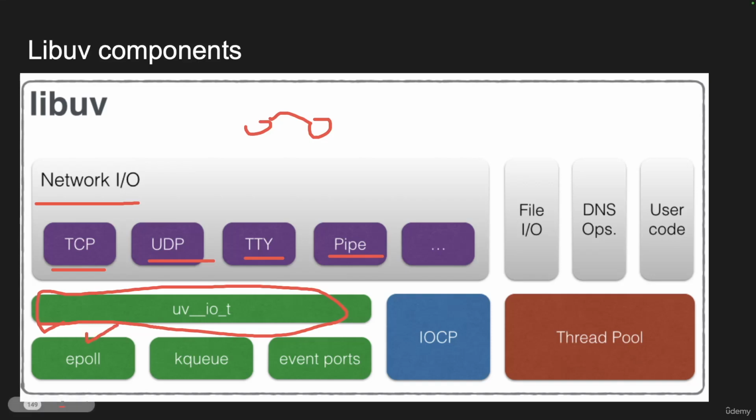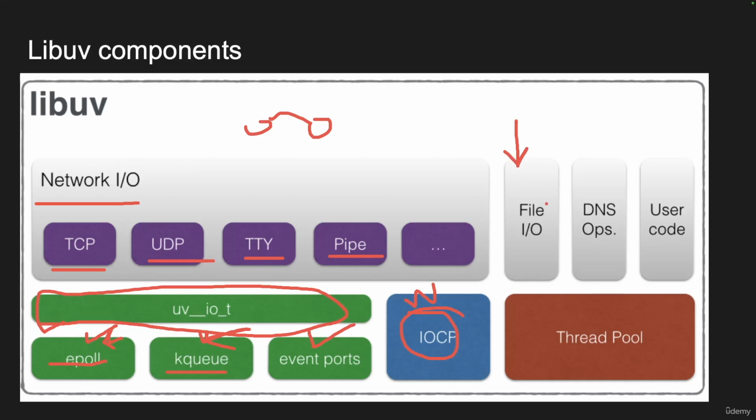This is Linux epoll. If you're using Linux, we're going to use epoll. If you're using BSD or Mac, we're going to use kqueue. And event port, I think, is for Solaris, if I'm not mistaken. So we have kqueue as well, and epoll for Linux, and this is what we're really interested in. And then we have the file I/O.